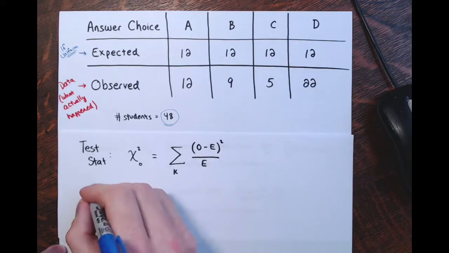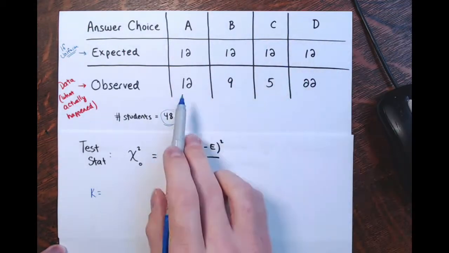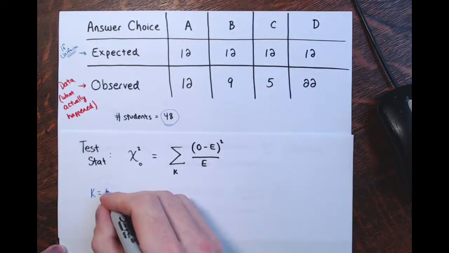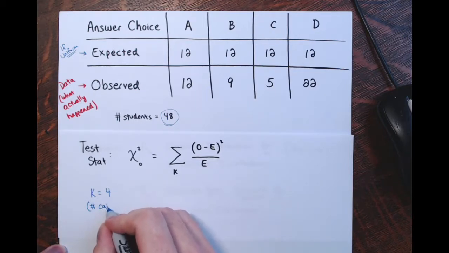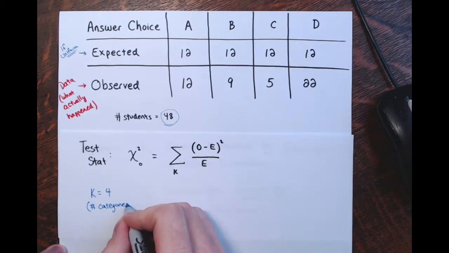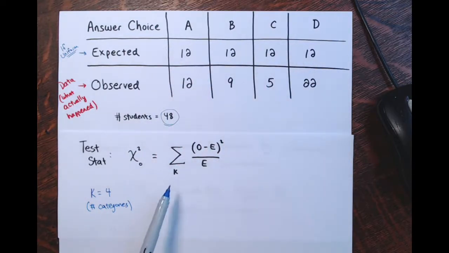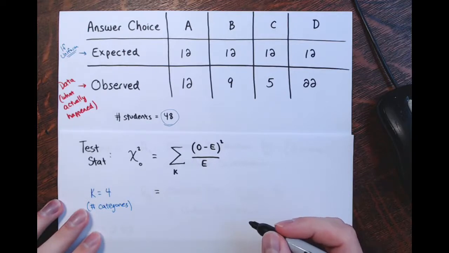So K here is 4. There are 4 observed values, 4 expected values. K is 4, and this is like the number of categories. In this particular example, it would be the number of answer choices. All right, so there are going to be 4 terms in this sum, and here's how it's set up.